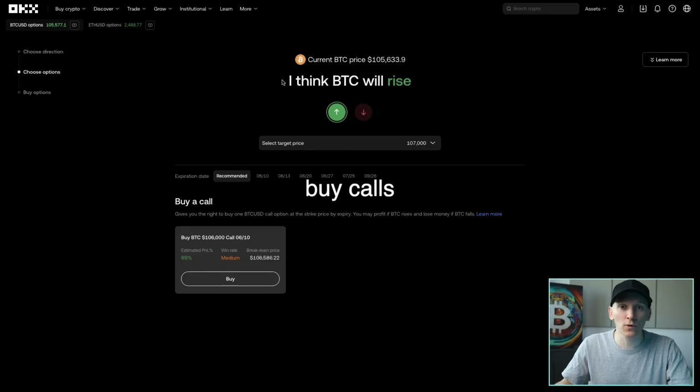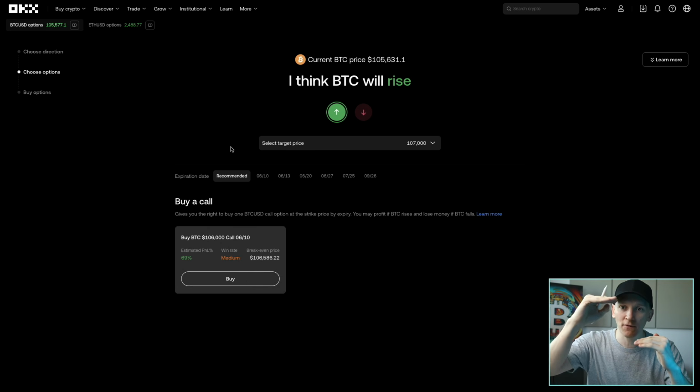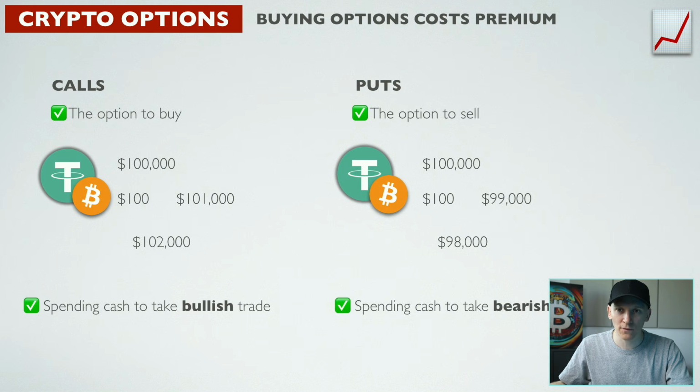The first type of trade that we'll look at benefits from the price rising. Hence, I think BTC will rise. You click that and you can go ahead and enter the trade. What we're actually doing under the surface is buying a call option. A call option is the option to buy in the future. So what we're doing is buying the option to buy in the future at a certain price. And of course, if we can buy at this certain price and the market price rises above that, then we can make the difference. And that's a profitable trade where we benefit from the price rising.